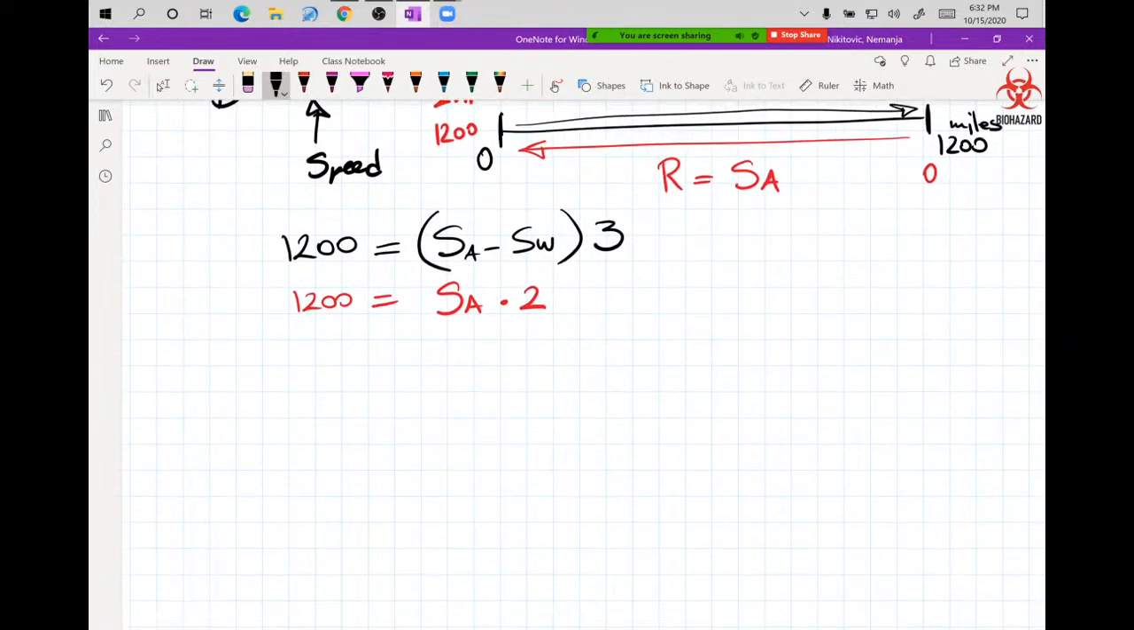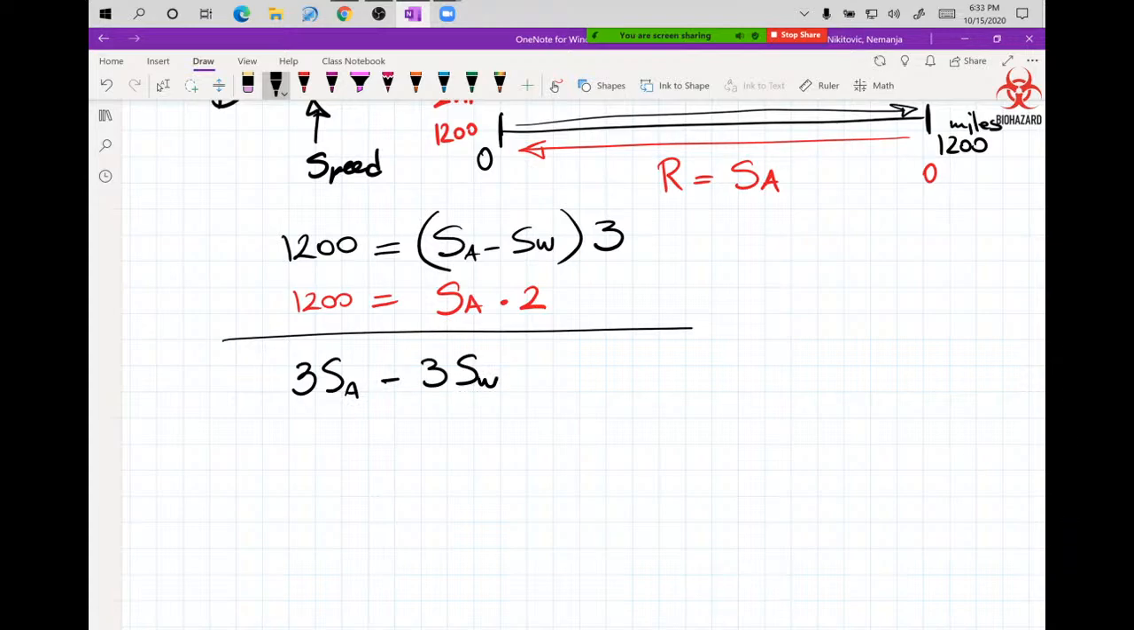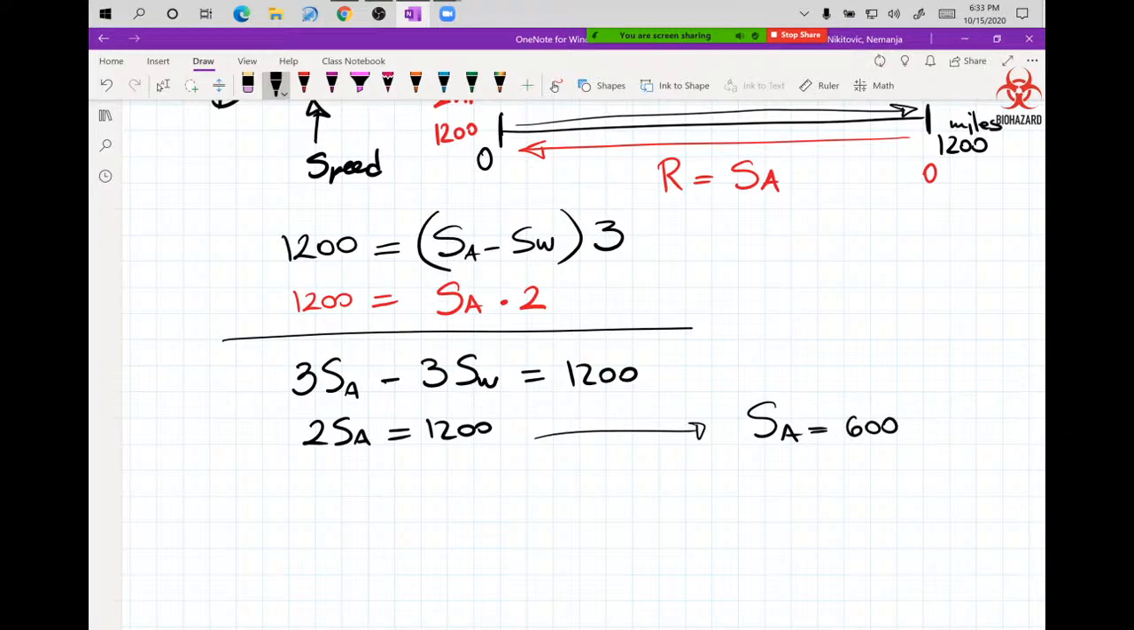All I need to do now is to simplify these two equations. I have 3SA minus 3SW equals 1200, and 2SA is equal to 1200. All I need to do is to calculate from the second equation that SA is 600, and that's going to be 600 miles per hour.